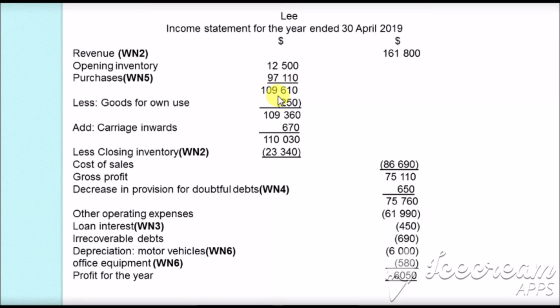We'll get the value as $109,610. Then we will subtract the goods for own use. This is the drawings which the owner has withdrawn, the goods for his own use. This is not part of the cost of sales as this is drawings. Hence we will subtract $250.